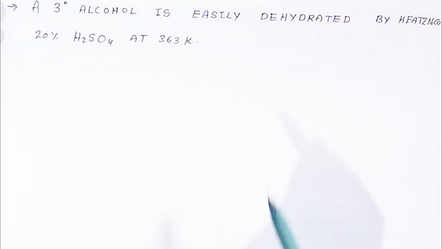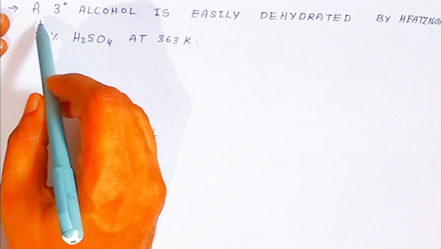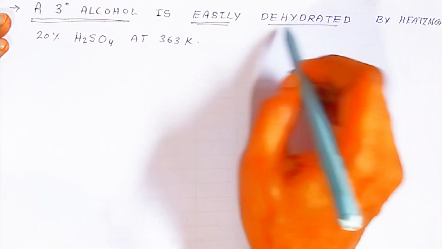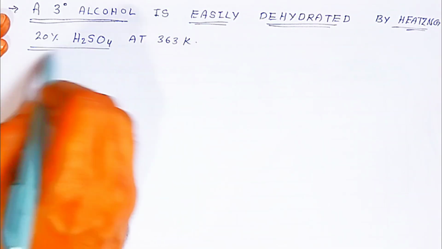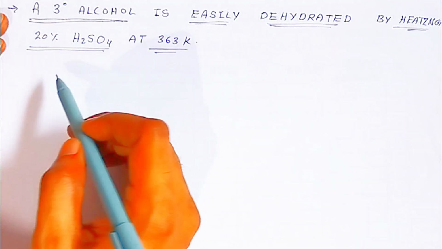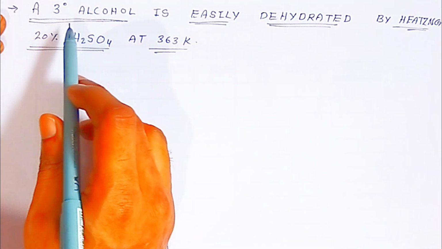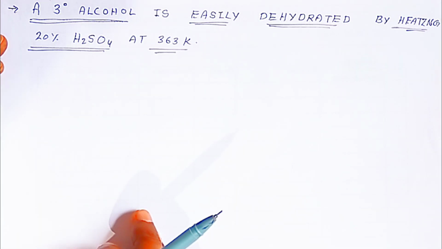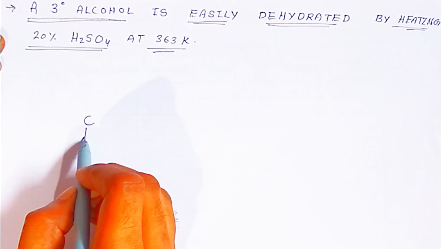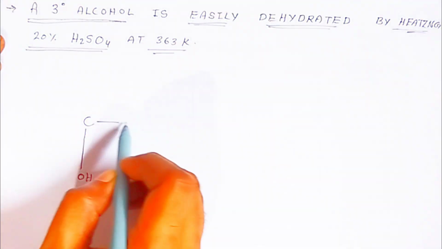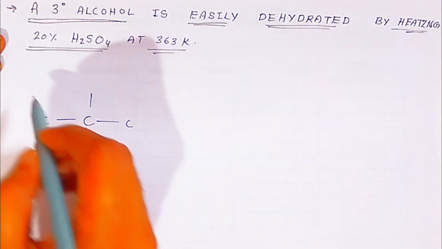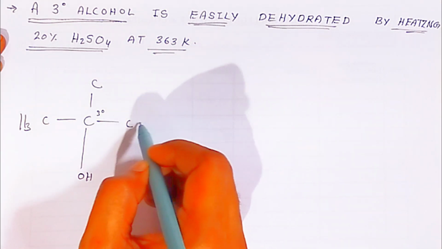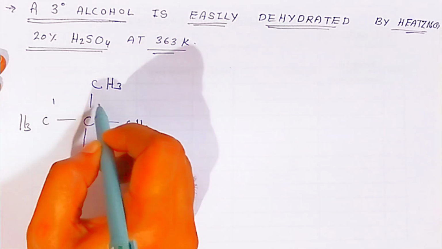Now one more dehydration that we are going to take, students, is that of third degree alcohols. Third degree alcohol is very easily dehydrated by heating with 20% sulfuric acid. Only 20% sulfuric acid is required if you want to dehydrate a third degree alcohol. Now, students, a very simple example: a carbon with OH attached to it, and this carbon is attached to 3 carbons. Since it is a third degree carbon, it should be surrounded by 3 carbons, so CH3, CH3, CH3.